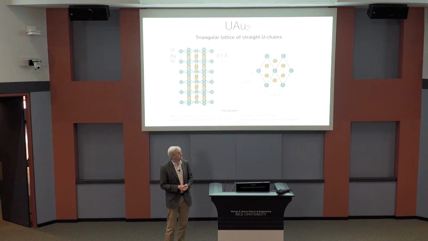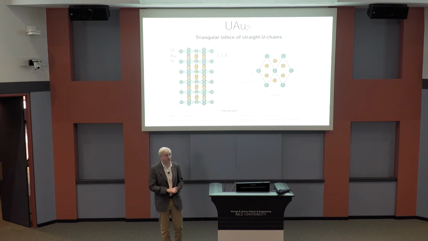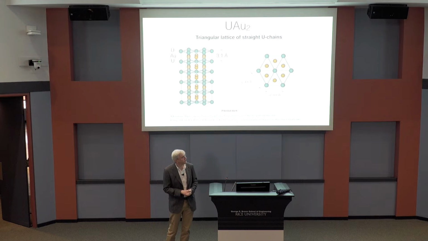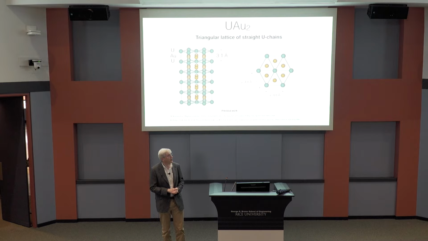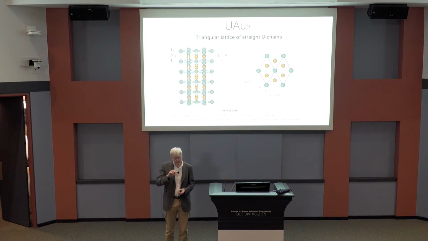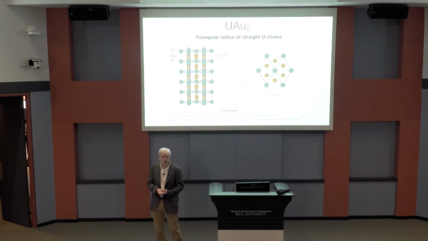If we refer to what the structure looks like, it's columns of uranium atoms, which are these bluish atoms in the picture, arranged on a triangular lattice. There's just one atom per unit cell of uranium. And the separation of the atoms along the columns is rather short.